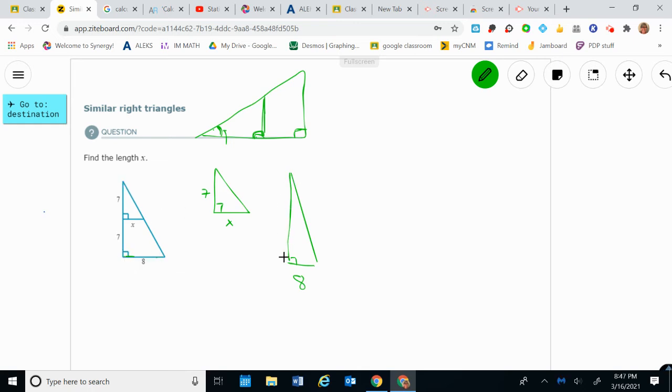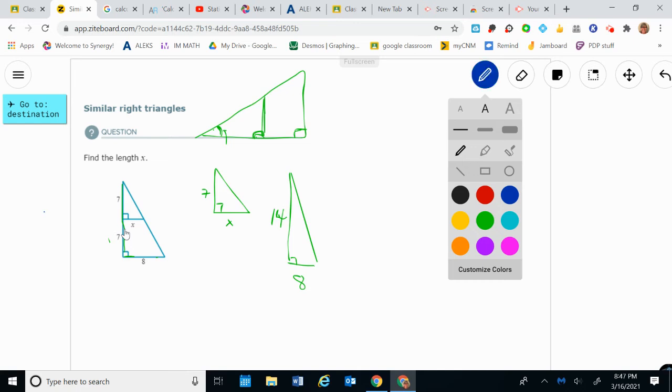But look, what's the whole side? It's not 7. It's 7 plus 7. See, it's the whole side. So it's 14. So sometimes it's really helpful to take these two triangles out so you can see the relationship. Draw them better than I did. I did not do a great job drawing them.